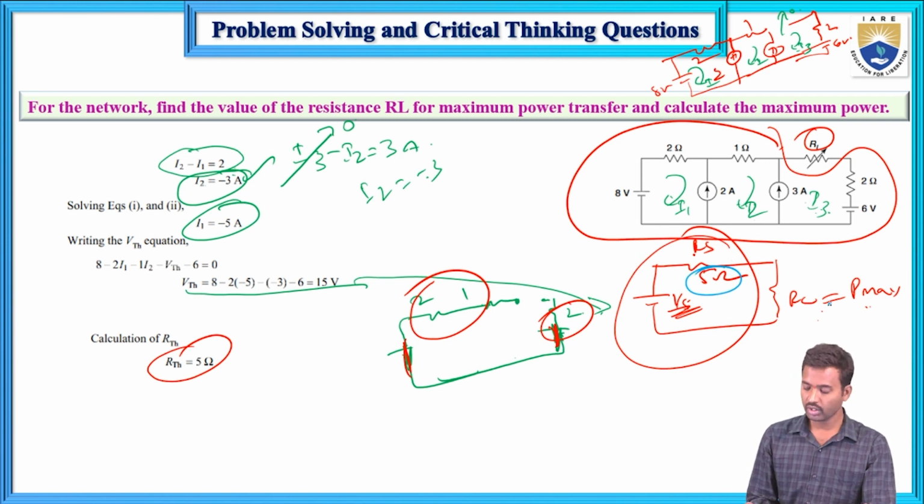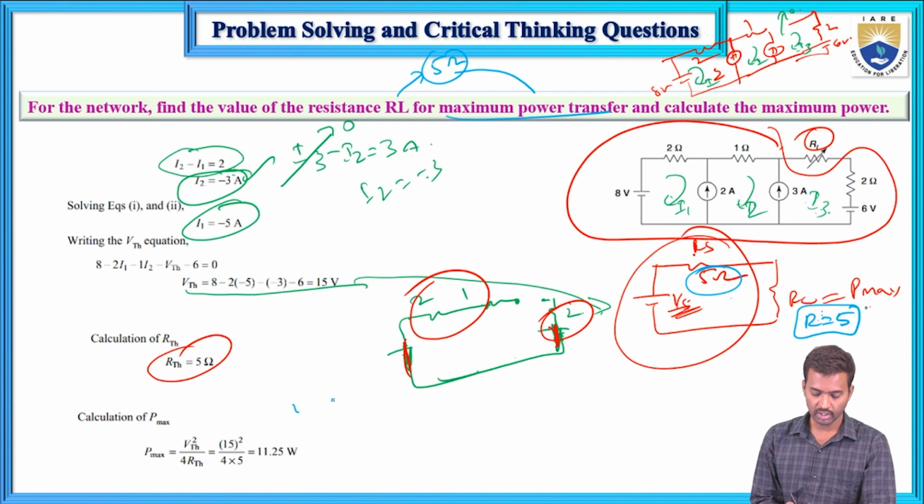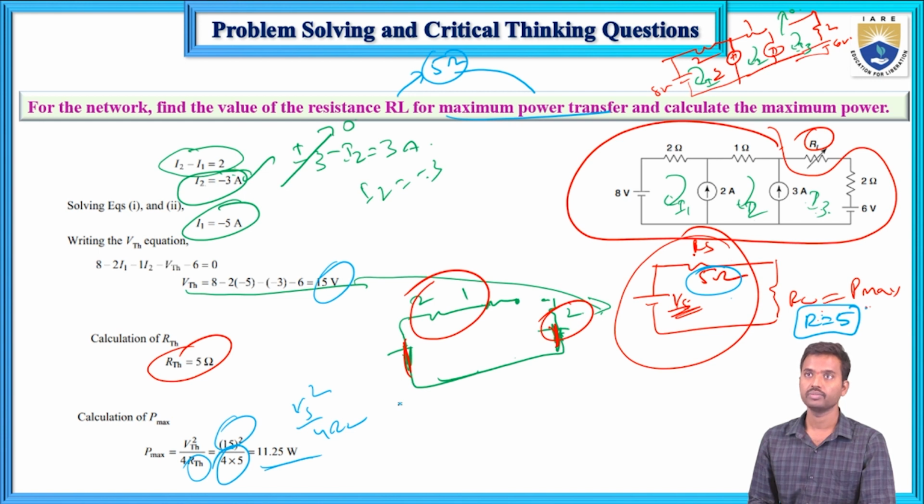Now, the source resistance is the 5 ohm resistor. For maximum power, RL must be 5 ohms. When load resistance equals source resistance, maximum power is transferred to the load. The load resistance equals 5 ohms for the maximum power transfer condition only. The maximum power equals VS squared divided by 4 RL, or 4 RTH. So this is 15 squared divided by 4 into 5, which gives 11.25.